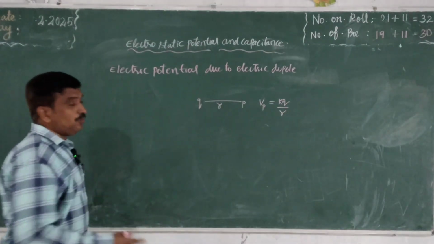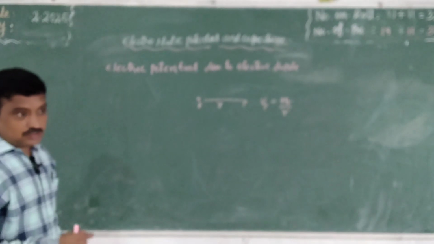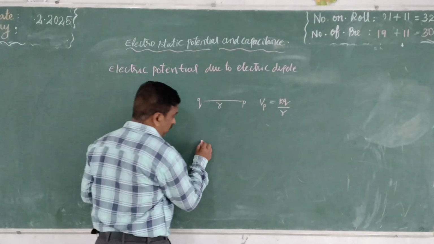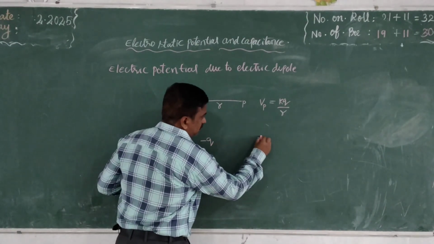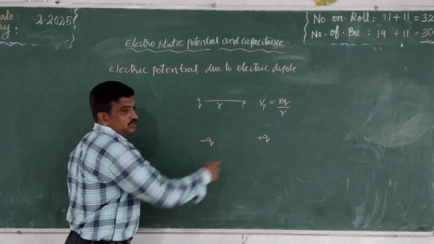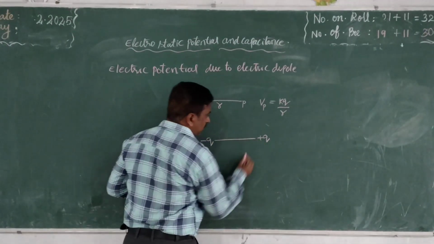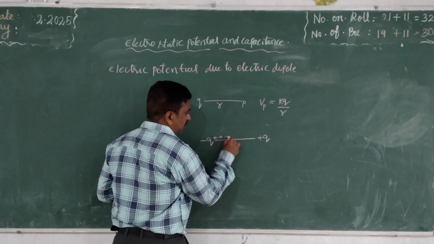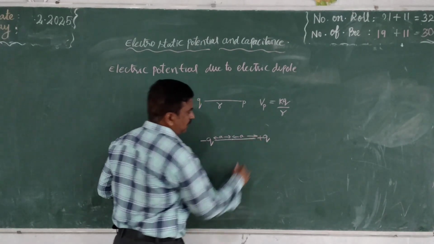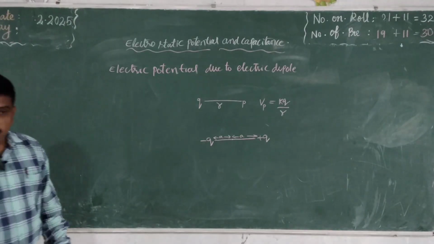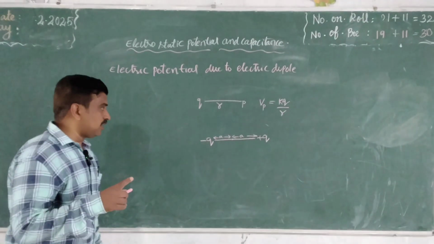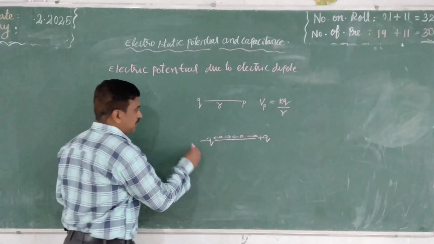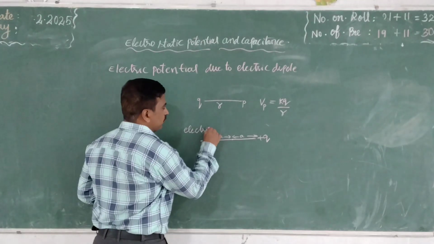Electric dipole now: it is two equal and opposite charges, two charges equal in magnitude and opposite in sign, which are separated by a small distance 2a. This is the center. From here to here is a, and here to here is a, so totally 2a distance. Two equal and opposite charges separated by a very small distance 2a, we call it an electric dipole.